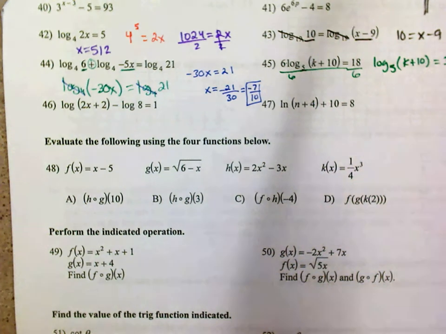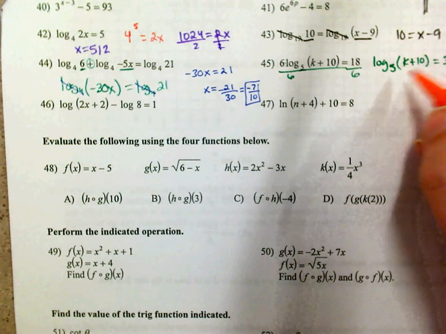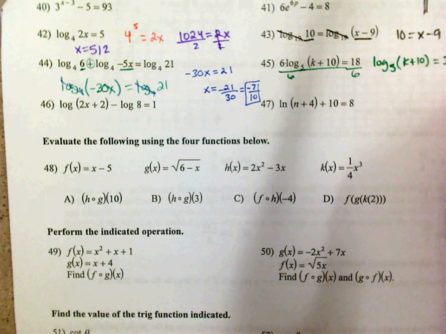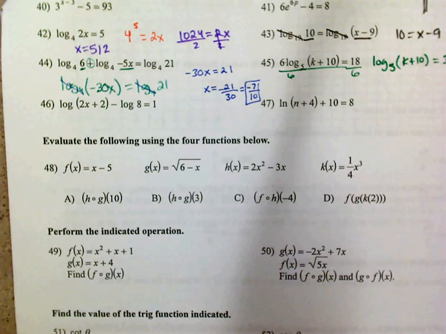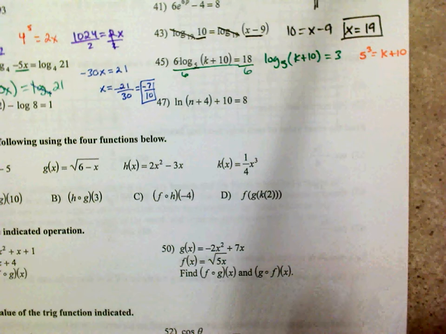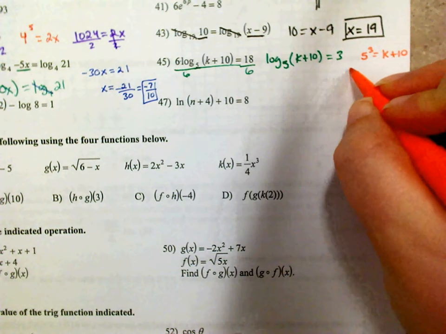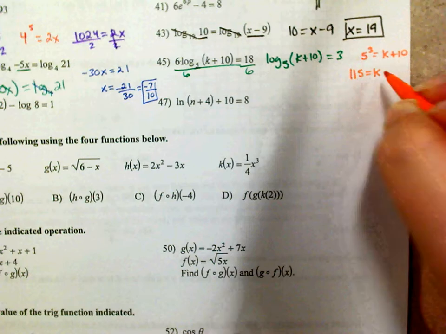What do you do? You got log equal to a number. Convert to exponential. So I've got 5 to the what? Third equals k plus 10. What is 5 cubed? 125. So subtract 10 over. What's 125 minus 10? 115 equals k.